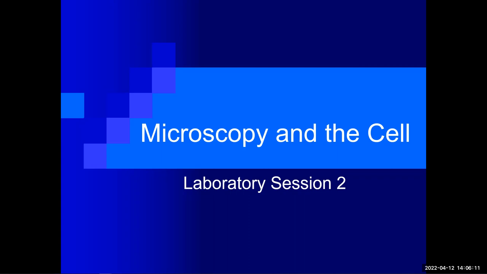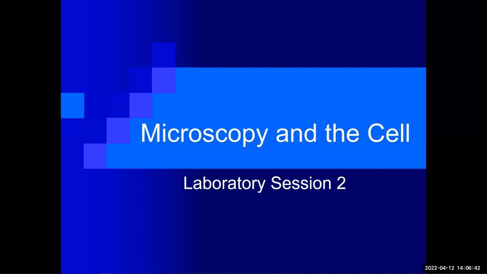So microscopy and the cell. Because the cell is nothing more, sometimes less than a couple micrometers across, we have to rely upon the usage of the microscope in order to visualize things which are within the cell and also those things that comprise the cell. So the structure of the cell and also the organelles and different things which are within the cell itself. So we rely on the microscope to do this function for us.